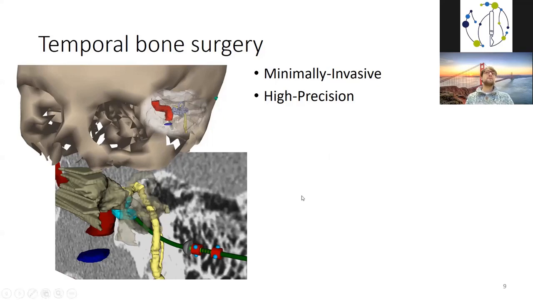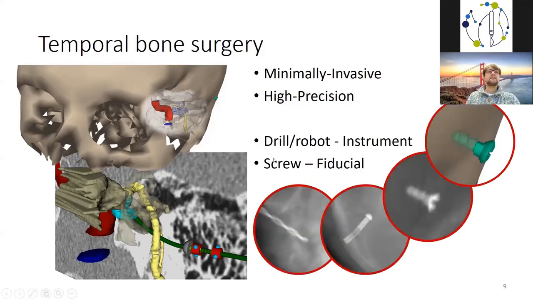And this was supposed to be a minimally invasive surgery, and we require extreme precision because the dimensions are just very, very small. For this scenario, we would then have the instrument and a screw used as fiducial, and we would want to find the position of these with respect to each other. And what we wanted to do is find the position of these objects on the X-rays.